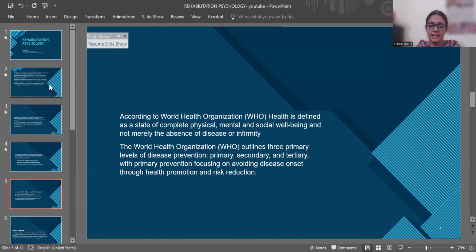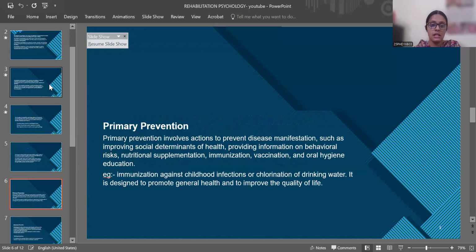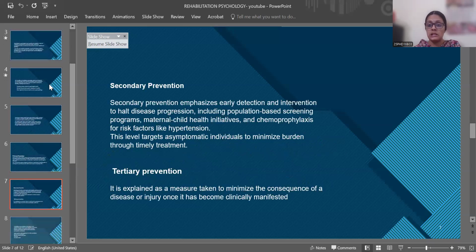So here we will be discussing primary prevention, secondary prevention, and tertiary prevention. Primary prevention, as the name itself makes clear, is about prevention of something, which in our community includes immunization, vaccination, oral hygiene, and education, like giving people psychoeducation. Secondary prevention includes early detection and intervention for a specific disease, which could be autism. When you are a psychologist, you will be more aware of developmental disorders. Early detection and intervention can be considered secondary prevention. Tertiary prevention is explained as a measure taken to minimize the consequences of disease. That's what we basically do as rehabilitation psychologists.